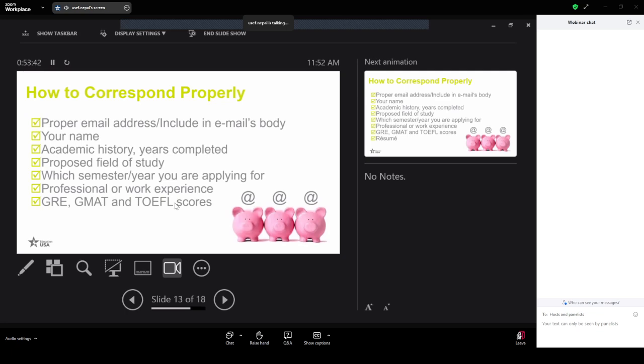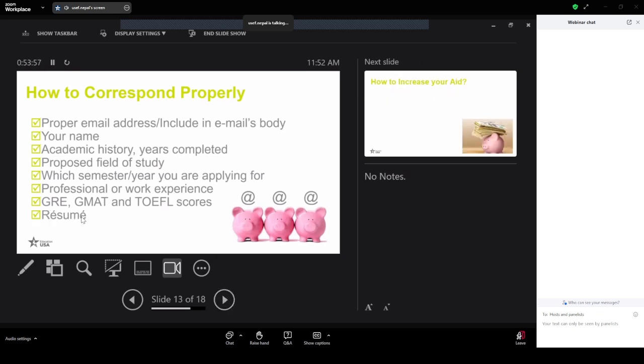GRE, GMAT, and TOEFL scores, you can mention them, but they're not going to accept scores that are sent through you. It has to go from the testing organizations. And you can ask whether they would want to look at your resume. Do not send your resume in the first email. Ask them whether they would want to look at it, and they can let you know, and accordingly you can send it later on.